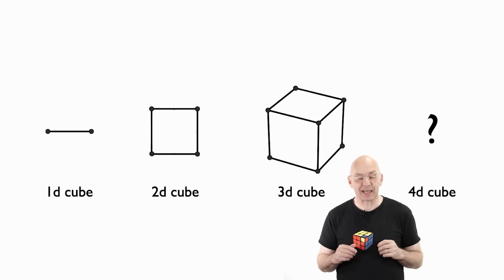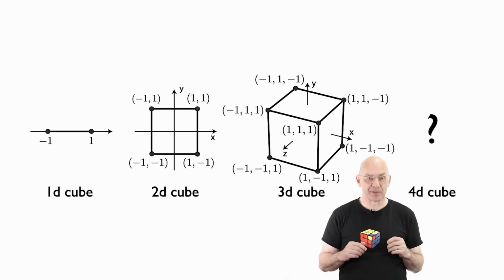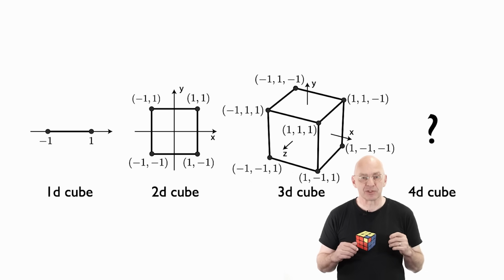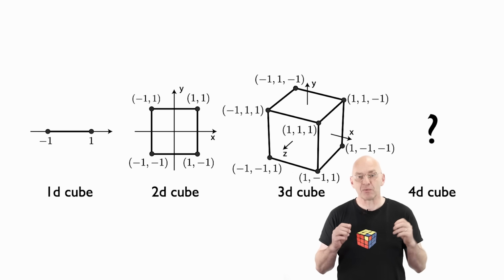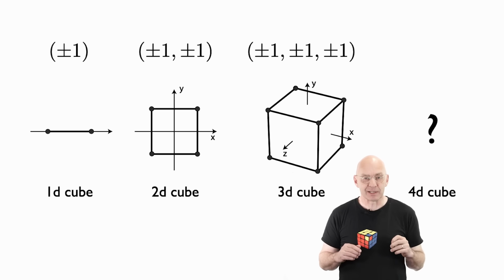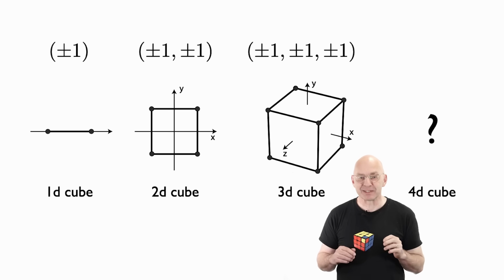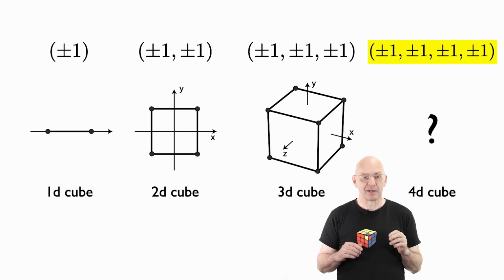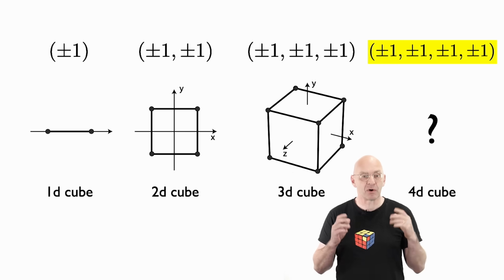To see this, let's add coordinates. Then, as you can see, the vertices of these cubes are exactly those points in 1D, 2D and 3D that are all 1s and minus 1s. Okay, so what about 4D? Well, obviously, the vertices of the 4D counterpart should be the 4D points with these x, y, z and w plus minus 1 coordinates.